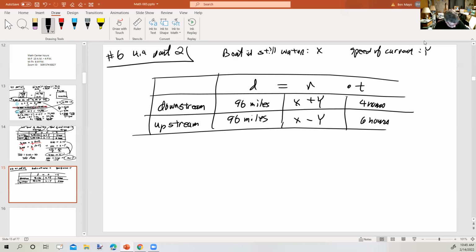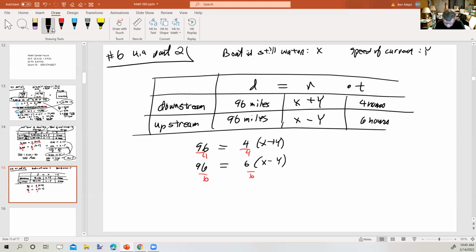Okay, we'll assume that's a yes. So now my two equations are 96 equals 4 times (x plus y), and 96 equals 6 times (x minus y). Once again, I'm going to divide the top equation by 4 and the bottom equation by 6.